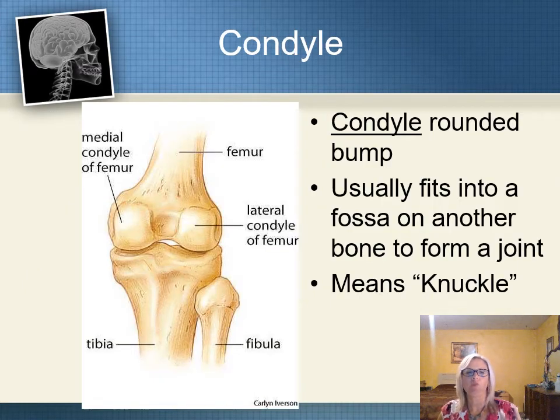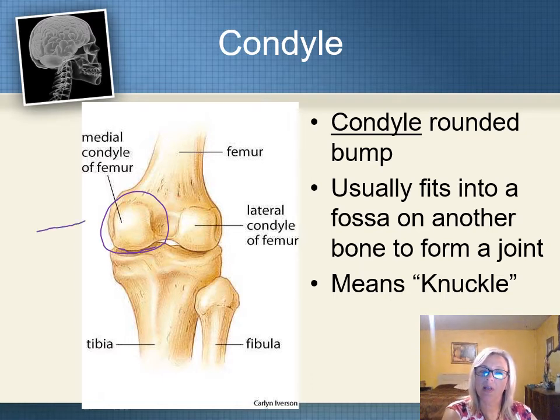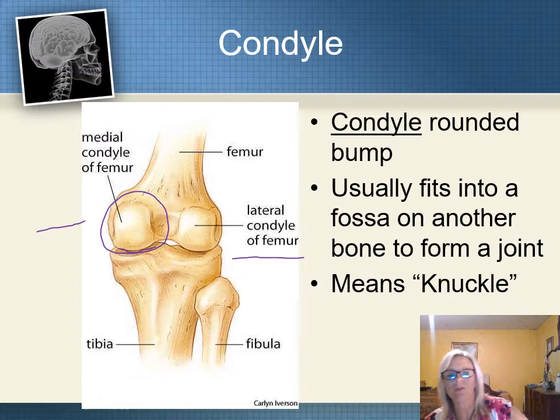A condyle is a rounded bump. This is a really good example. The name literally means knuckle, and so you can kind of see that knuckle-ish appearance right there. This usually fits into the fossa, remember, which is a depression on another bone to form a joint. All right, and so here we've got the medial condyle of the femur because this is going to be towards the midline of the body. The lateral condyle of the femur will be on the outside of the body.